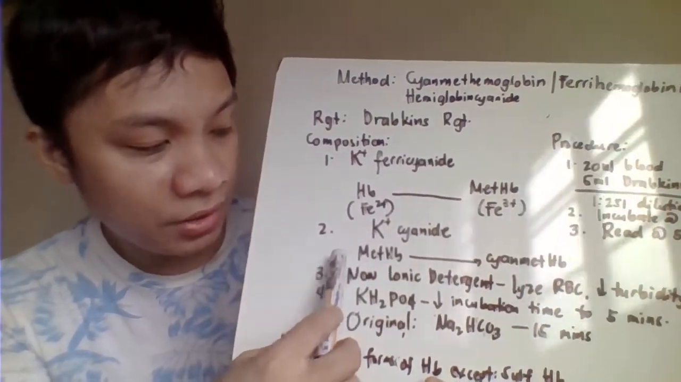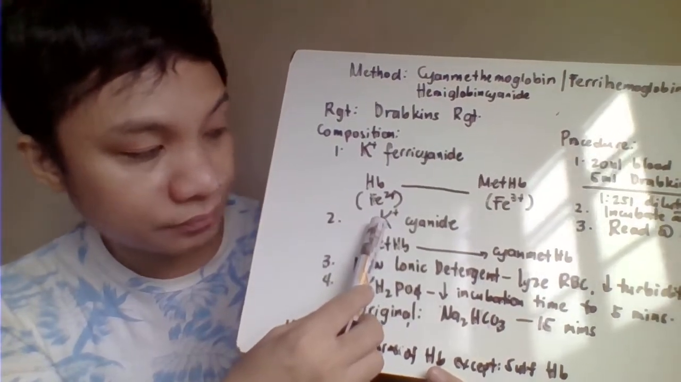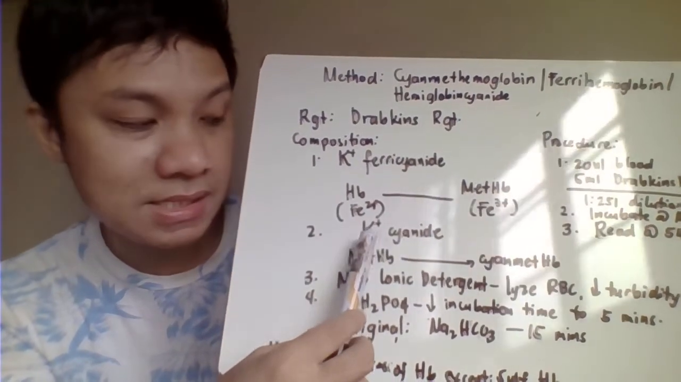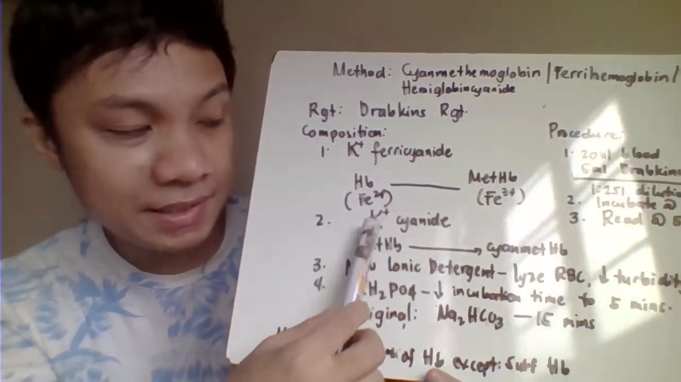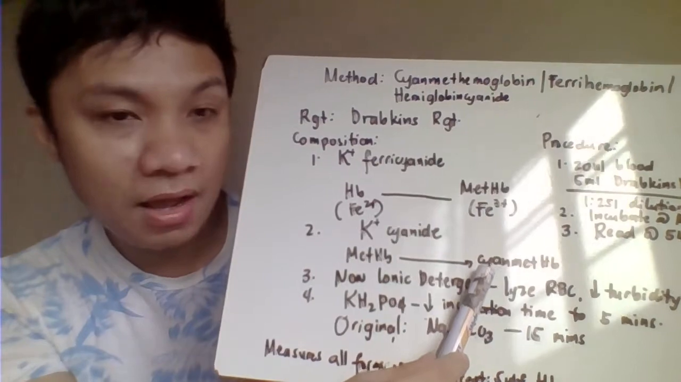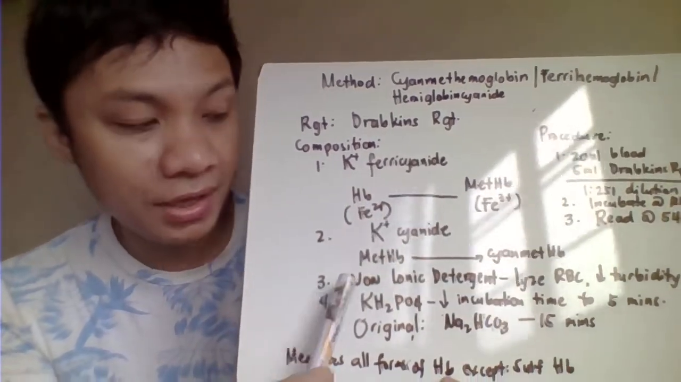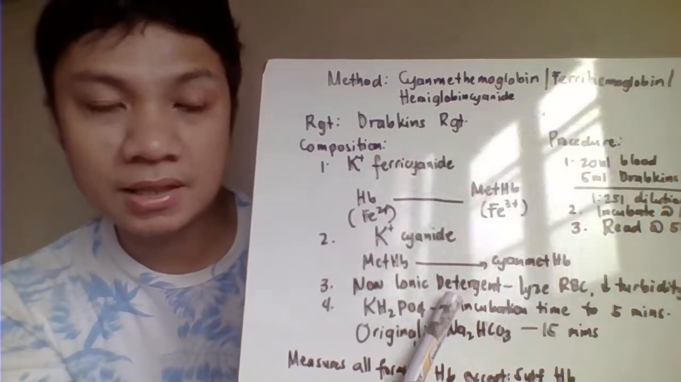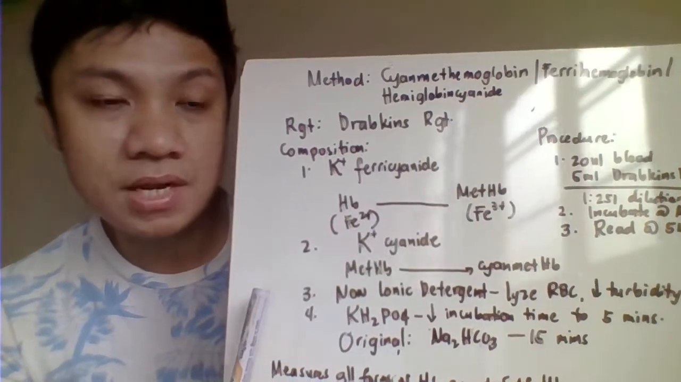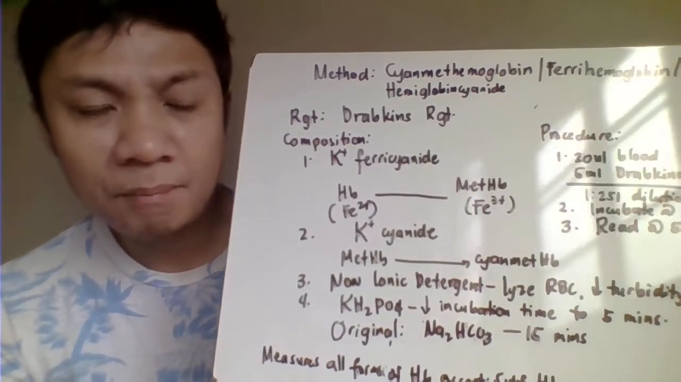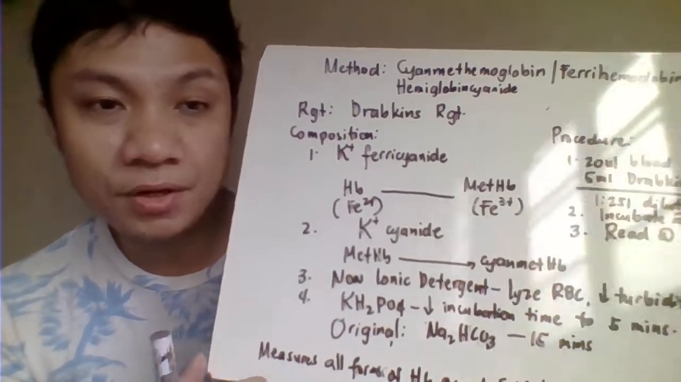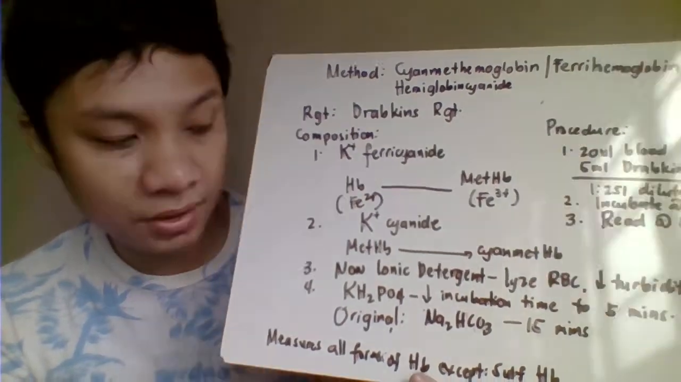The next one, you have your potassium cyanide. Okay, there's another reagent incorporated in your Drabkin's solution. So this potassium cyanide converts your methemoglobin further to your cyanmethemoglobin. Another one, you have your non-ionic detergent that tries to lyse the RBC. And at the same time, this component also tries to reduce the turbidity of your sample. Because again, the turbid sample here would affect your result, because again, this is a spectrophotometric method.